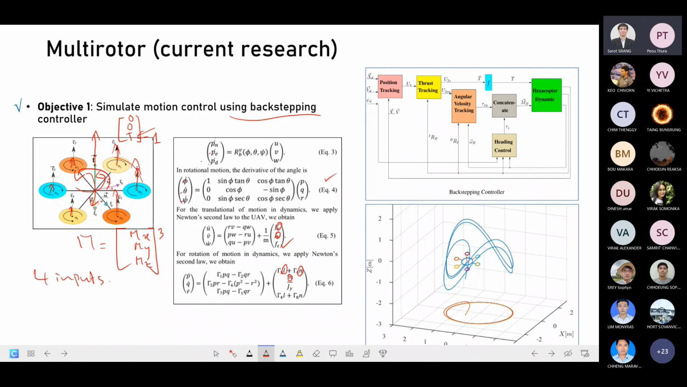Okay, so output is 6, input is only 4. So number of input is less than number of output. Then backstepping controller is very useful.